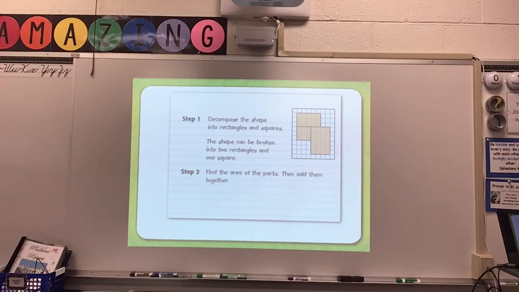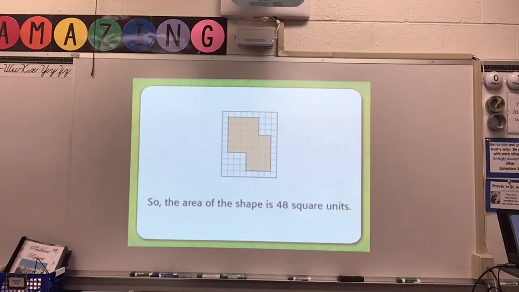Let's begin by finding the area of the first rectangle. 3 times 5 equals 15. Next, find the area of the square. 3 times 3 equals 9. Finally, find the area of the second rectangle. 6 times 4 equals 24. Now, add the areas together. 15 plus 9 plus 24 equals 48. So the area of the shape is 48 square units.